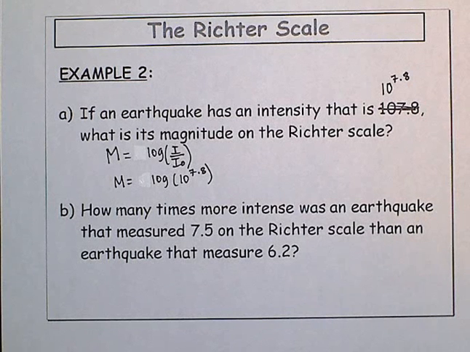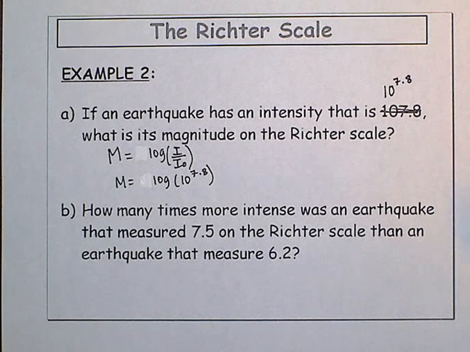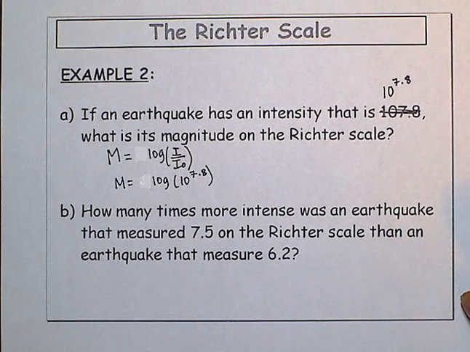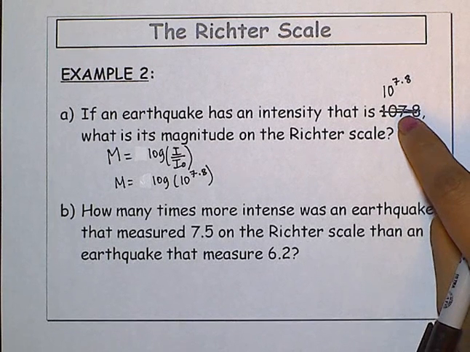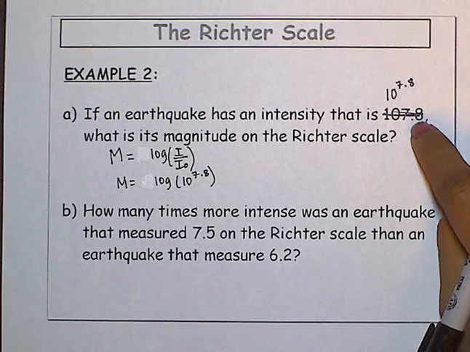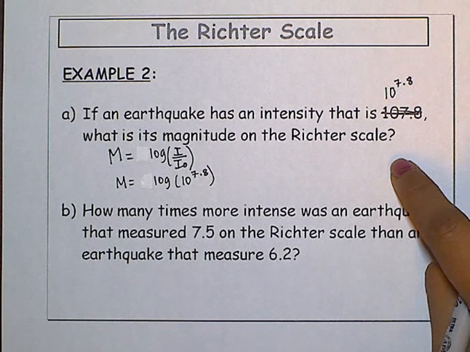Question-based problems involving the Richter scale. I have already gotten started with example 2, and there's just one little typo that I wanted you all to correct at this point. Instead of it being 10^7.8, it should read as 10 to the power of 7.8. So the question is, if an earthquake has an intensity that is 10 to the power of 7.8, what is its magnitude on the Richter scale?